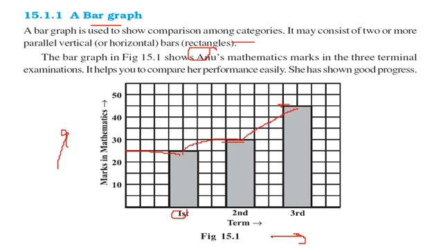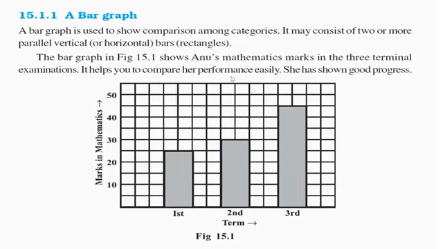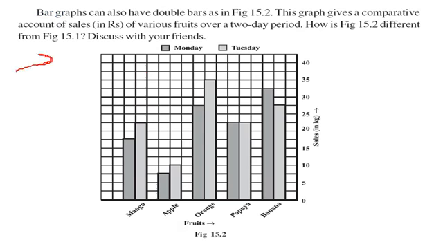First of all, she has improved her performance, and these are the pillars, you can say, in the form of a graph. These are the bars, just like the chocolate bars you eat. This is like a bar. Bar graphs can have double bars also, not a single, and in fact they can have multiple bars.